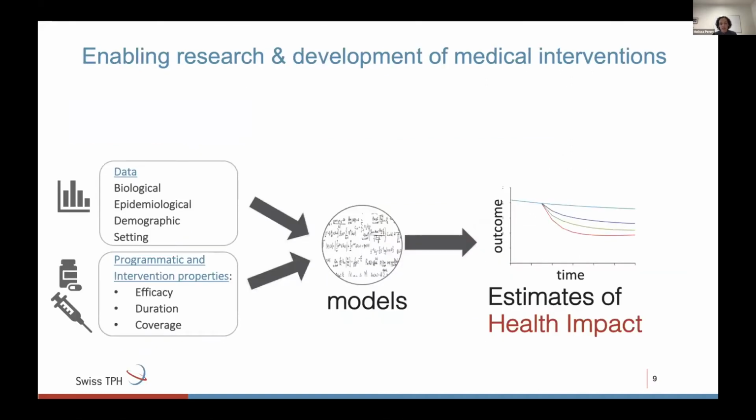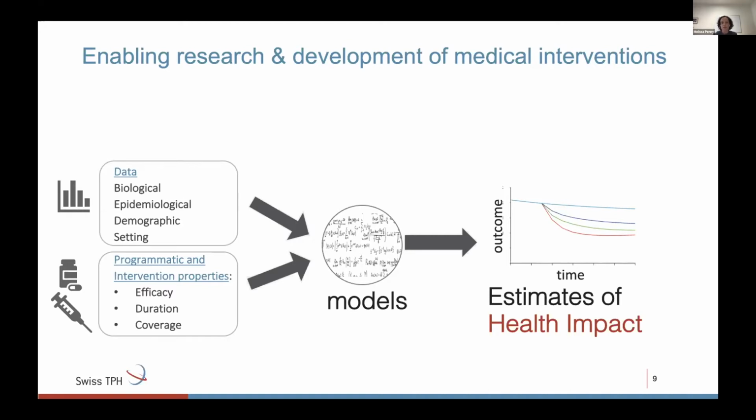So for novel medical interventions, the classical use of infectious disease modeling means that you develop models that take into account all of these factors, which includes your biological data, your epidemiological data, your understanding of your demographics, as well as inputs on what this intervention may look like. And these are these intervention properties, such as its efficacy, its duration, and we also can look at programmatic properties such as coverage. And by coverage, for instance, at a population level, this might mean how many people or the percentage of people covered with a vaccine.